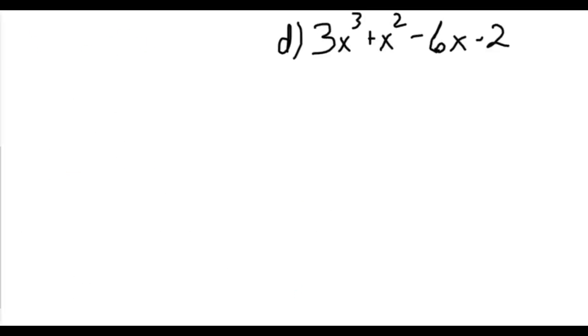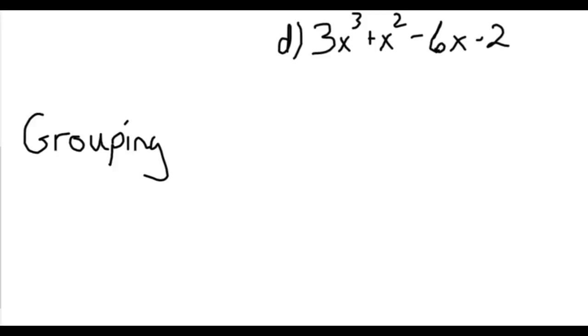The last example, part D, we have 3x cubed plus x squared minus 6x minus 2. This one's different than the other ones we've been working with because there are 4 terms instead of 2 or 3. And you're probably confused, having no idea how we can factor this. As soon as I write something down, you'll probably remember one of the patterns we talked about last year was factoring by grouping. And we use this method if we have 4 terms.